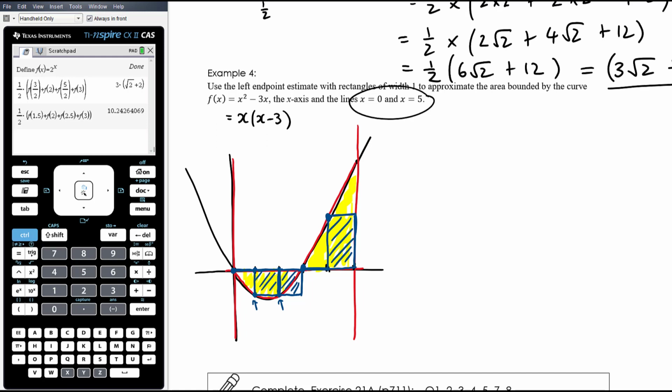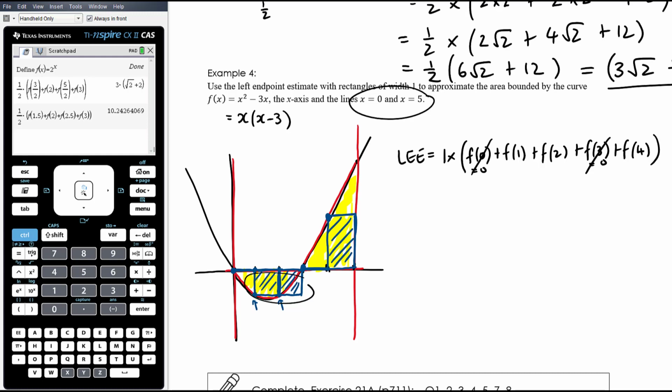And that's because technically what's happening here, if we worked out our left endpoint estimate, it would be 1 times the sum of each of the heights, and the heights would be defined by f of 0 plus f at 1 plus f at 2 plus f at 3 plus f at 4. Okay, but the fact that this equals 0 and this equals 0 is why actually we didn't get a rectangle there and there. Okay, and f at 1 and f at 2 are the same value, which is why these two rectangles are the same height. Okay, so maybe let's work those things out.